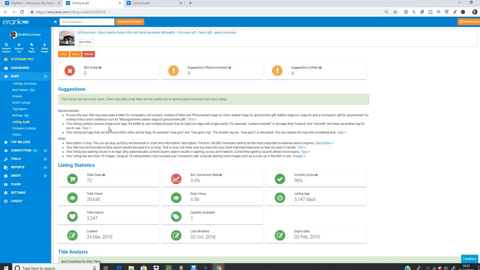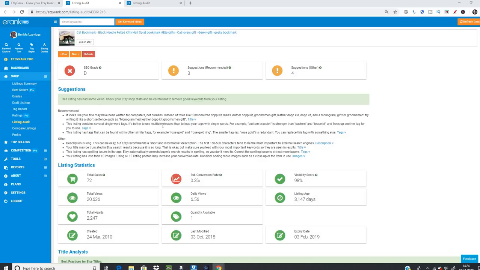This listing contains several single word tags. Again, this is advice from Etsy and from a lot of people. I have some single word tags because I was trying really hard to focus in on some really broad search terms for this listing because it was doing so well. So this is a strategy I was working on, but it's not necessarily the best practice. But if it's working, leave it alone. But if you're in a new shop, if you don't have a lot of views, if you're building a new listing, then absolutely it's better to use multiple phrases.